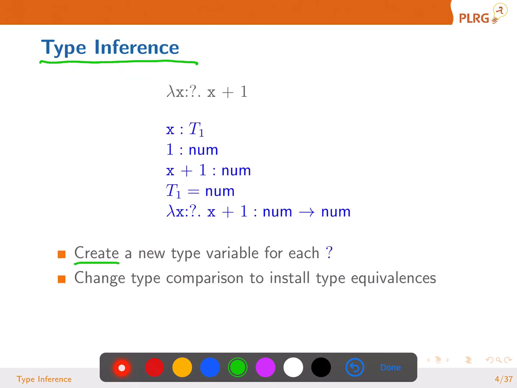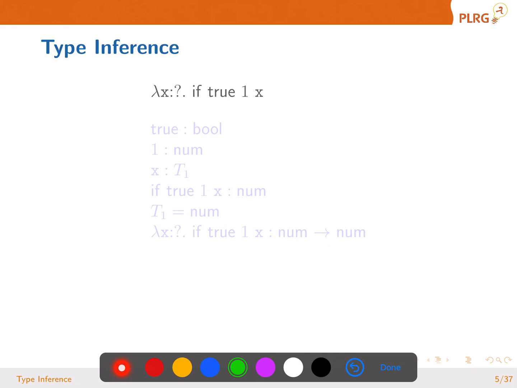we create a new type variable for each question mark. Whenever we have question marks in multiple places, we give them different type variables, T1, T2, T3, like that. Change type comparison to install type equivalences, meaning we are going to set up equations. The explanation is going to be helped with some code examples.